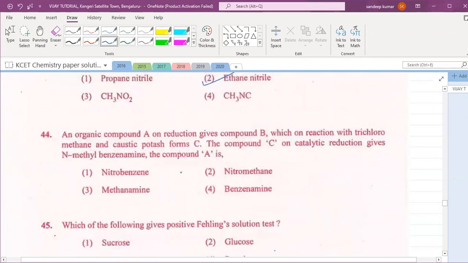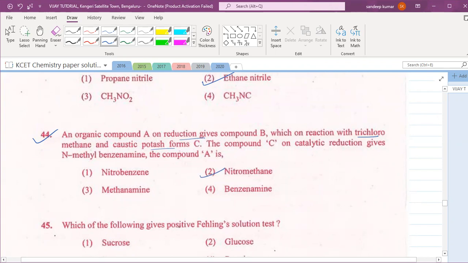44. An organic compound A on reduction gives P, which on reaction with trichloromethane and caustic potash forms C. The compound C on catalytic reduction gives N-methyl benzenamine. So what is compound A? Options are nitrobenzene, nitromethane, methanamine, and benzene methane. Okay, this is a good question. The correct option is nitrobenzene.